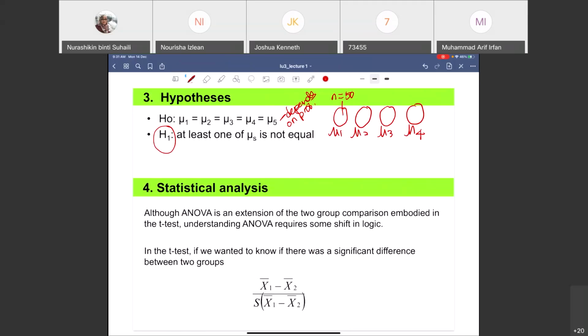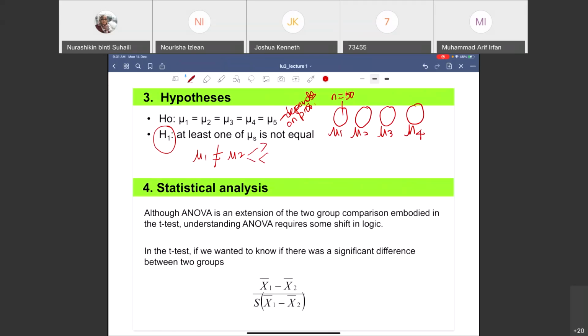Before this, for the t-test, we only have 2 samples, right? So we don't have a problem. Let's say mu1 and mu2. For the alternative hypothesis, we can always say that it's not equal, or we can make it more specific, whether greater or less. The symbol depends on the problem.